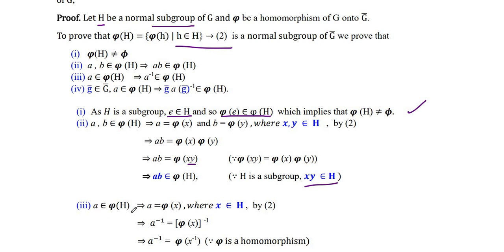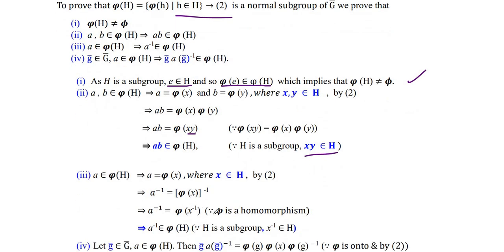Next, for any element, we have to show that the inverse exists. So, let A belong to phi of H, which means A can be written as phi of X, where X is in H. Now, if we consider the inverse, this is what we have, phi of X, the whole inverse. And because phi is a homomorphism, we can rewrite this as this. So, we have A inverse belonging to phi of H. Why? Because X is in H. When X is in H, H being a subgroup, X inverse should be in H. So, because X inverse is in H, A inverse should be in phi of H.